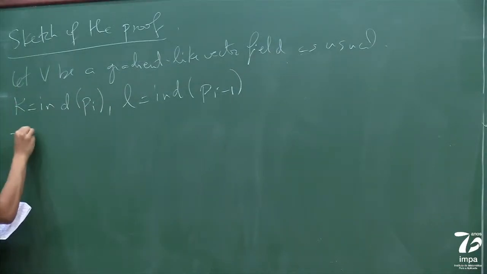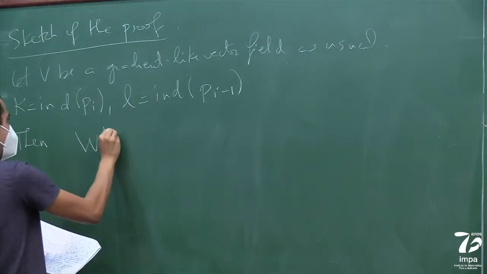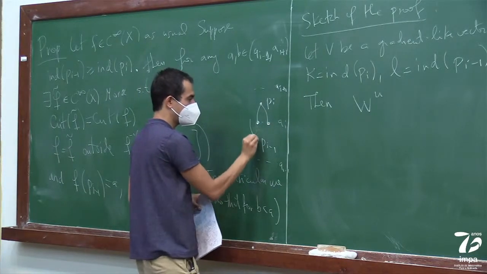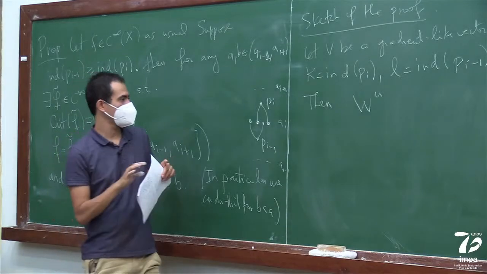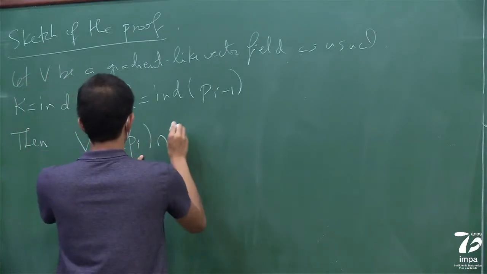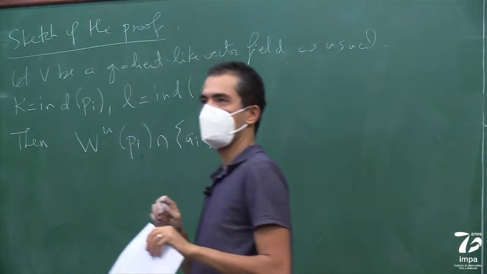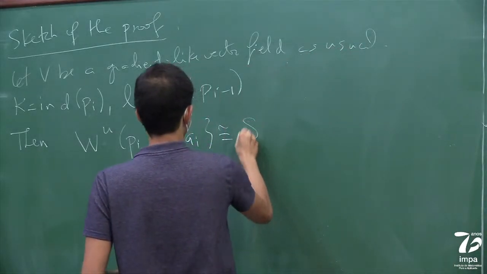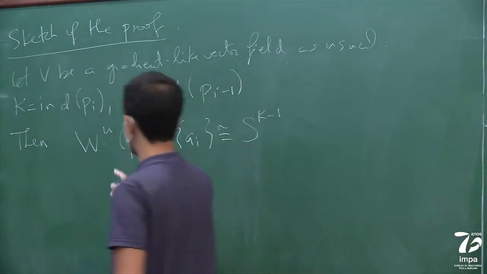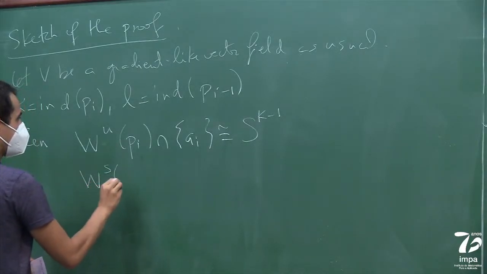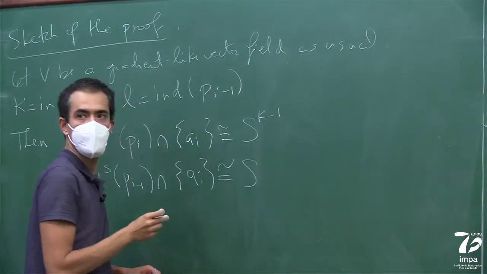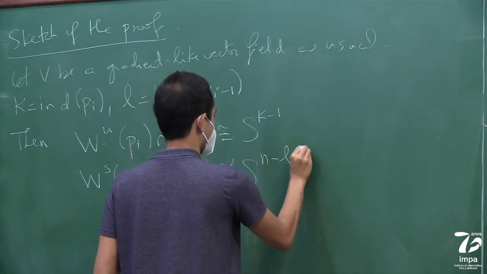So then, if we look at the attaching sphere of Pi, and there's a belt sphere of Pi minus 1. So I have to look at them. The attaching sphere of Pi is the unstable manifold of Pi intersected with AI. So this is a sphere of dimension K minus 1. And similarly, the belt sphere of Pi minus 1 intersected with this guy is a sphere of dimension n minus L minus 1.